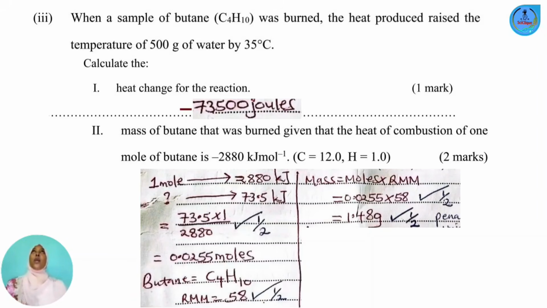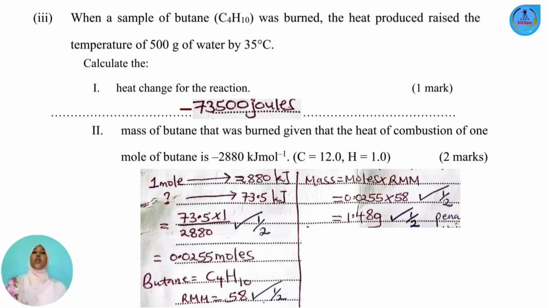Now, in Roman 2, we are provided with an additional tip, okay? And that is, if you were to take 1 mole of butane, burn it in oxygen, you will evolve 2880 joules of heat energy. Actually, not joules, kilojoules of heat energy. Let me repeat that. If you were to take 1 mole of butane, it will evolve 2880 kilojoules of heat energy. Kilojoules of heat energy.